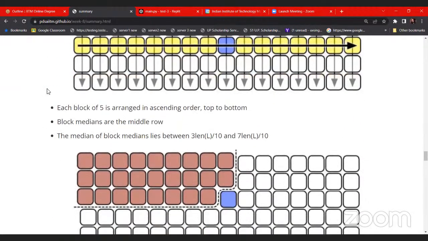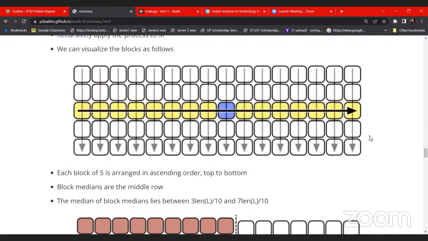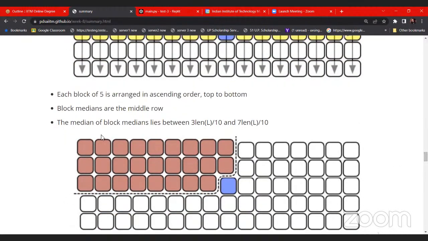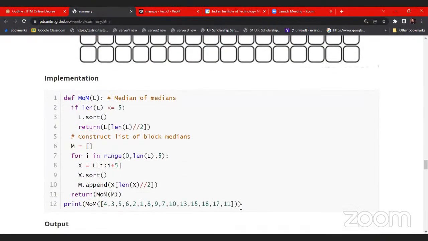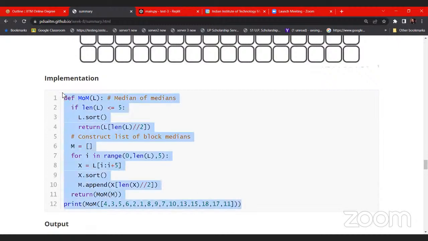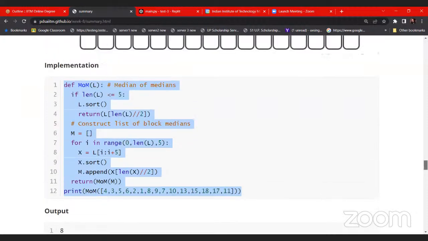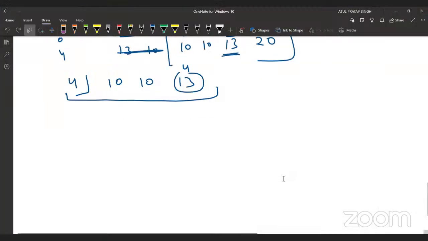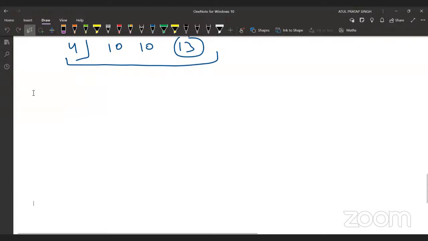In this case, if you see the code, there is some explanation proving that the median of block medians lies between 3 by 10 and 7 by 10 of the elements of L. So you can see after performing these steps. I'm taking this example to show what the algorithm is and why the complexity of this is n. I'll explain all these things in MOM.